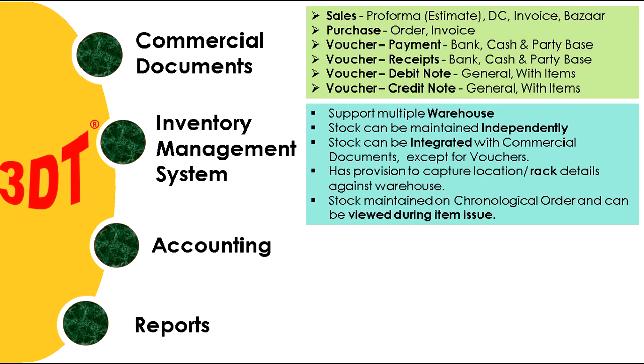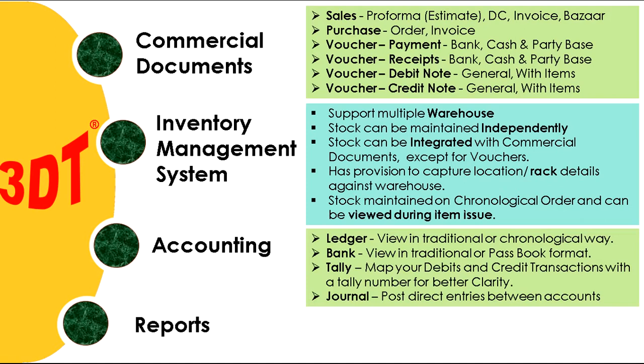So whenever we issue any items, we would be able to see the items first in a chronological order. So you could issue the items which are old first, and along with that you could also see the rack information of the warehouse where they are stored. So this is another interesting thing in our inventory management system.